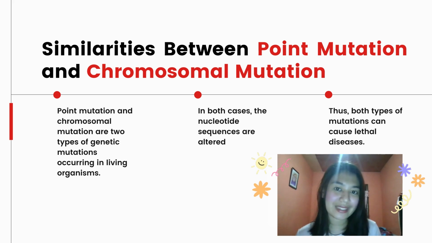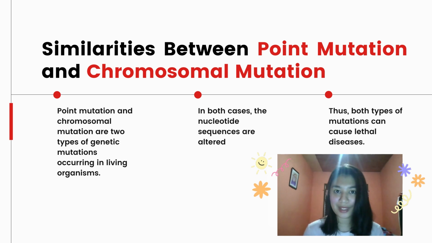Hi everyone, my name is Haja Asajani and I'm going to discuss the last topic for this video, which is the similarities between point mutation and chromosomal mutation. As you can see, there are only three similarities. First, point mutation and chromosomal mutations are two types of genetic mutations occurring in a living organism. A genetic mutation is a permanent alteration in the nucleotide sequence of one or more genes or in the number or structure of one or more chromosomes.